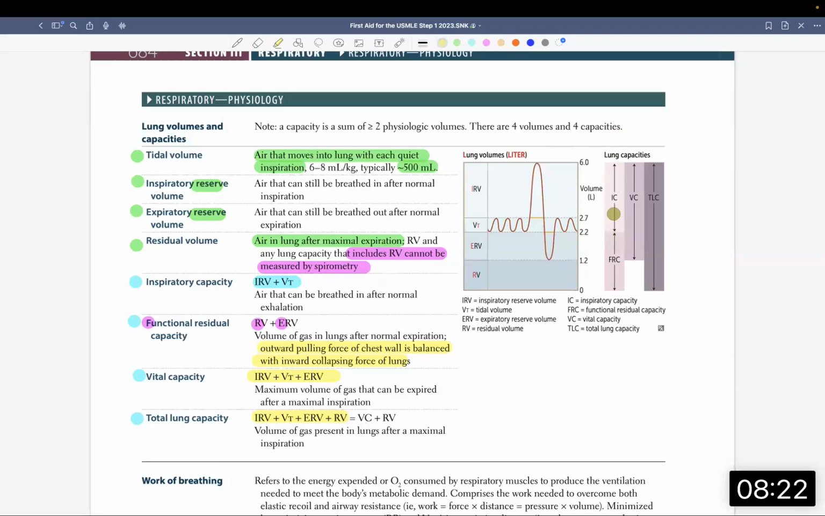So lung capacities, we said there are four. IC is inspiratory capacity, which is tidal volume plus the inspiratory reserve volume, corresponding to this. Then functional residual capacity is what? Residual volume plus the expiratory reserve volume. So it's corresponding to this.